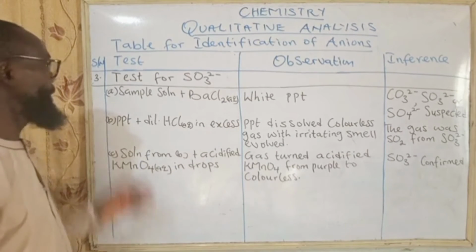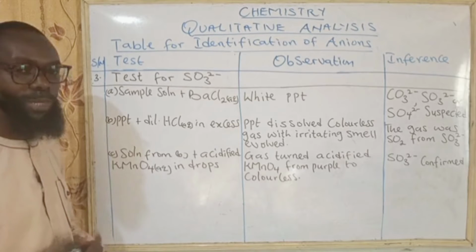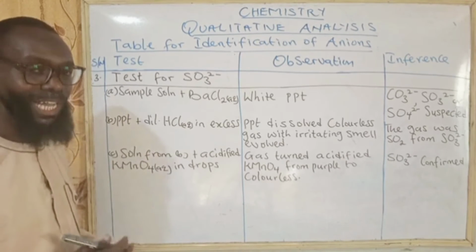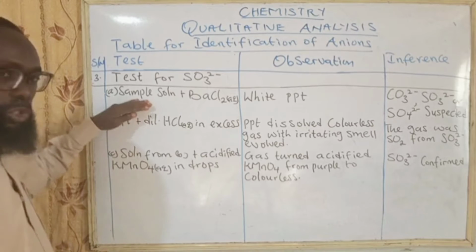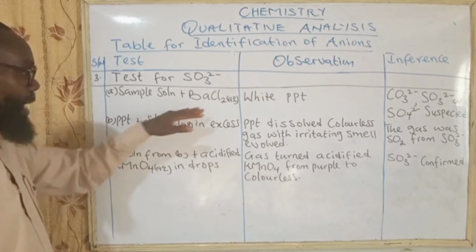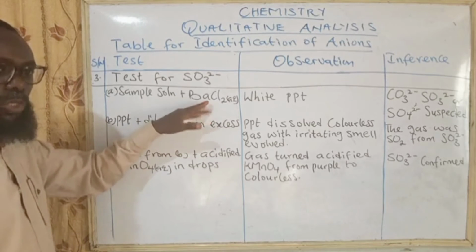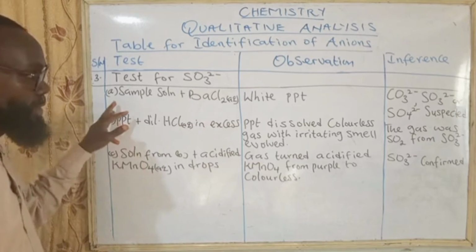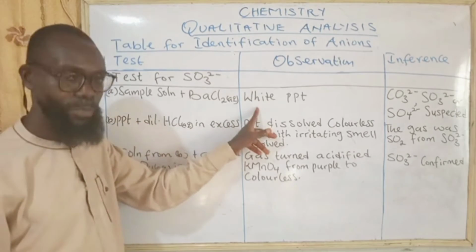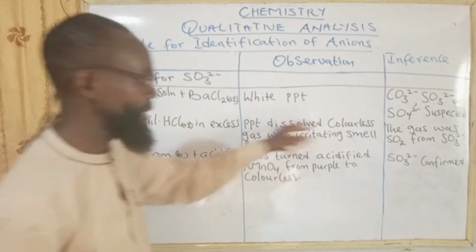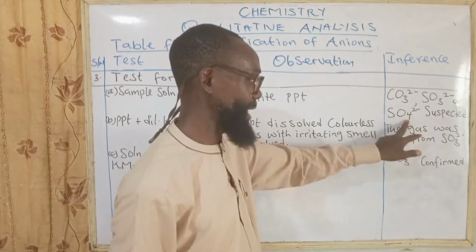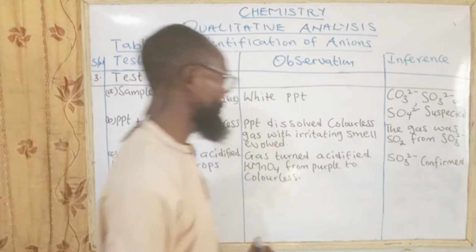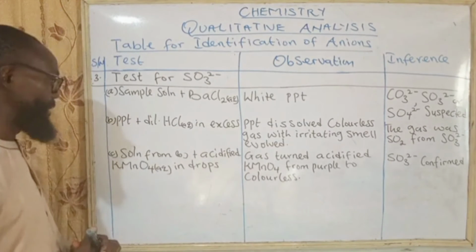The third one is test for SO3 2 minus, that is sulfite ion. The first part, to your sample solution, add barium chloride to it. When you add barium chloride to the sample solution and the observation is a white precipitate, it means CO3 2 minus, SO3 2 minus, or sulfate ion is suspected.